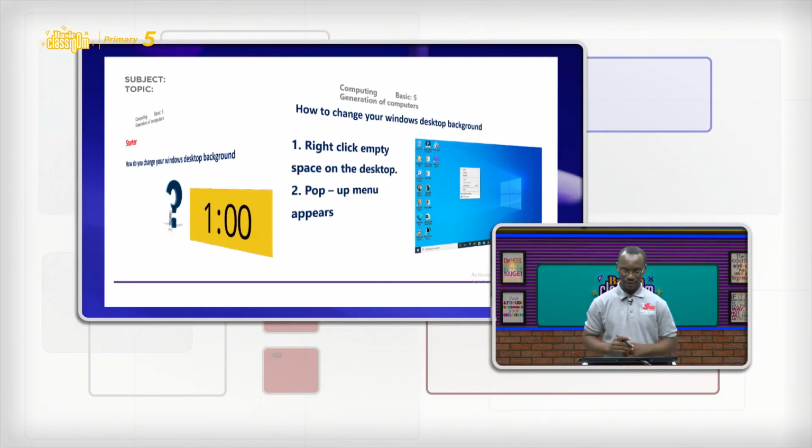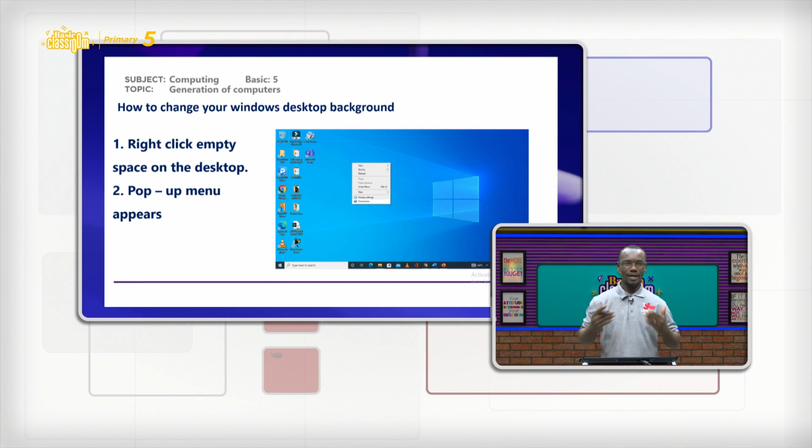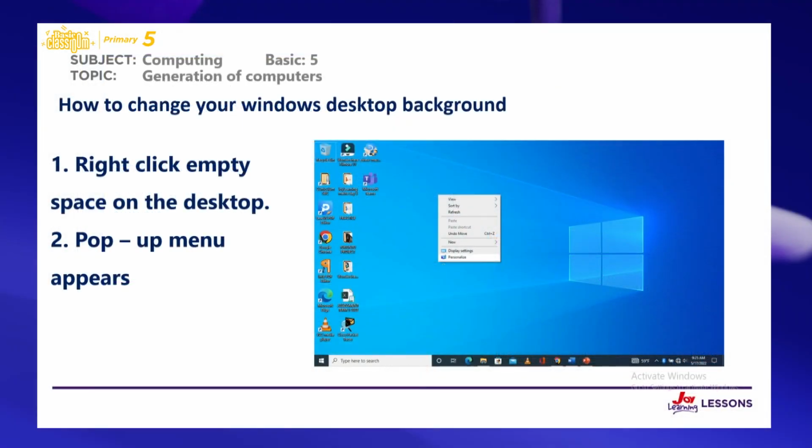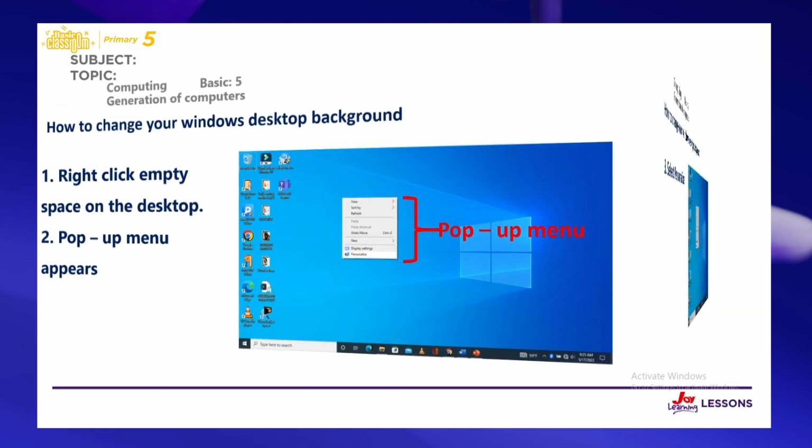Okay, very good. And I hope you were able to do it. So let's look at the steps here. The first thing you do, you right-click empty space on the desktop. So when you right-click on empty space on the desktop, there will be a pop-up menu. So let's look at the pop-up menu. Good. We have our pop-up menu. And I hope you did this. Very good. Let's move on to the next step.